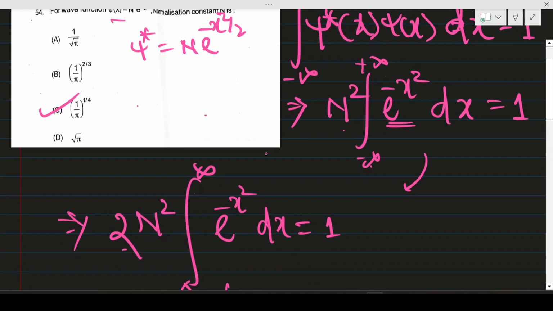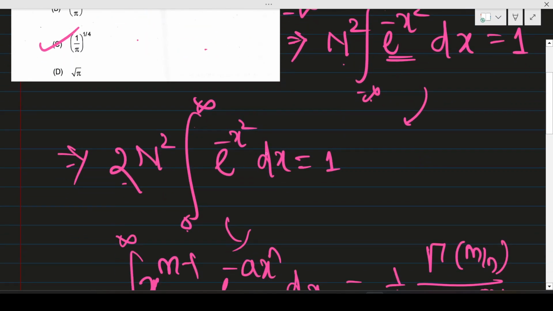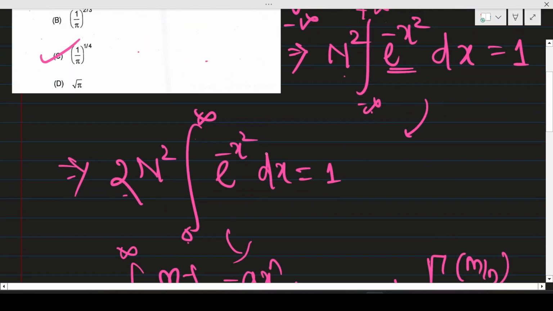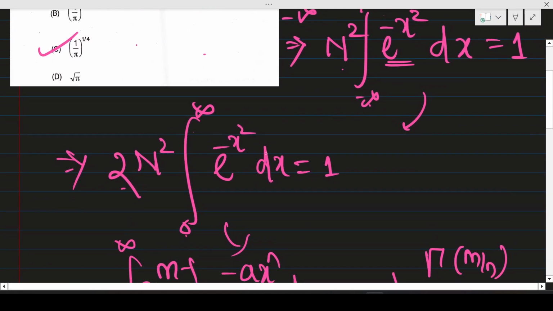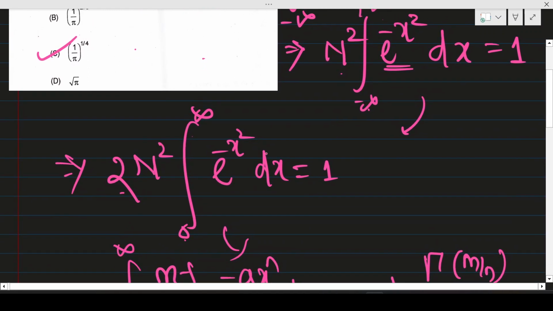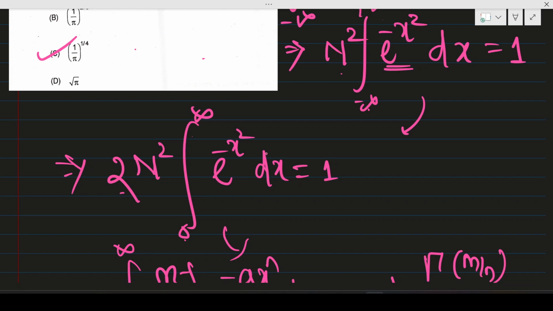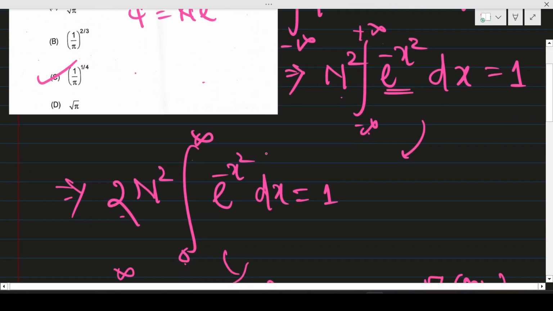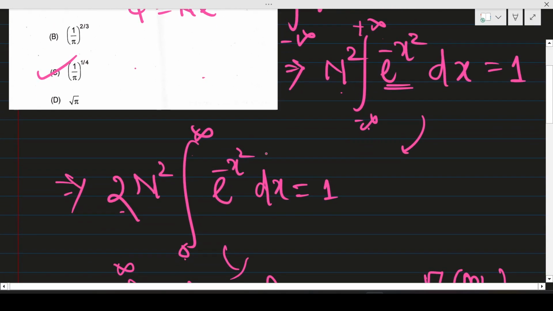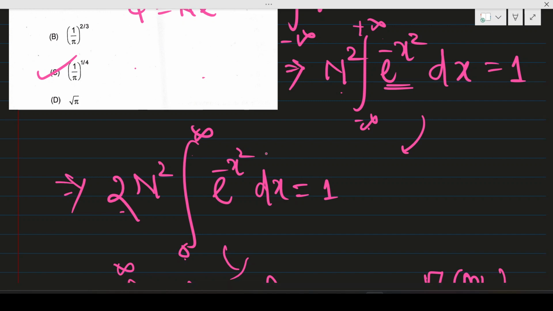Now, in order to solve this, we change the limit from minus infinity to infinity into 0 to infinity. How? Here e to the power minus x square is an even function. So the limits become 2 into the integration from 0 to infinity. If it was an odd function, then the integration would be 0. As this is an even function, the integration is converted to this only.